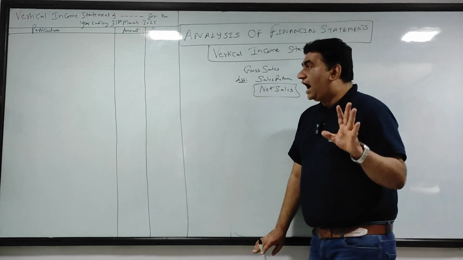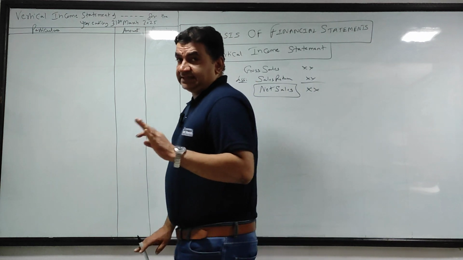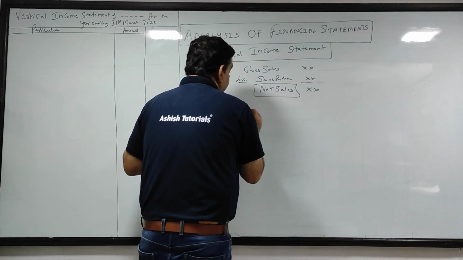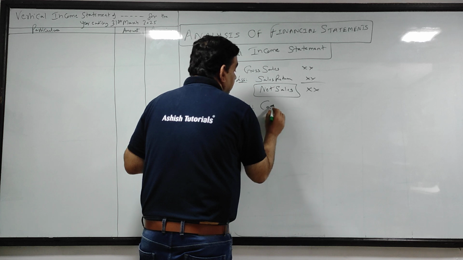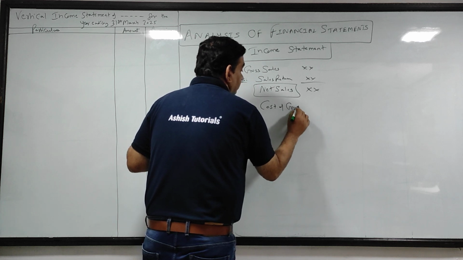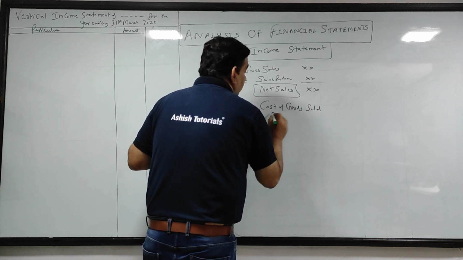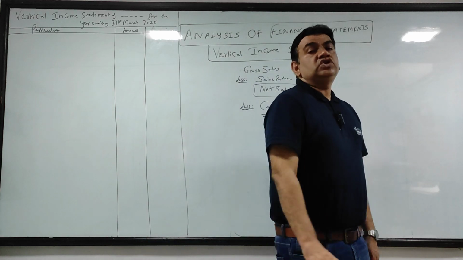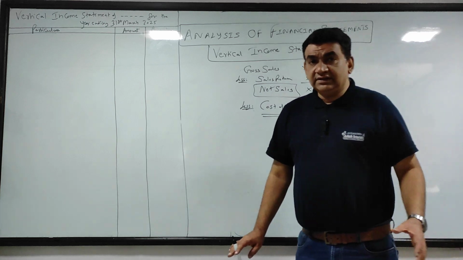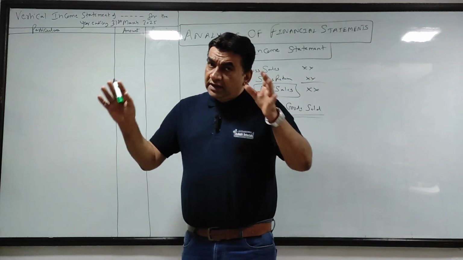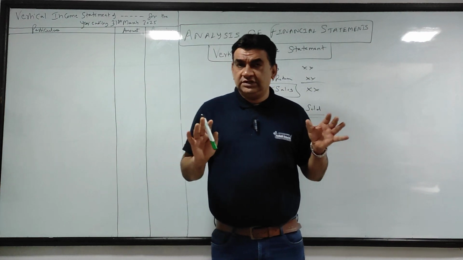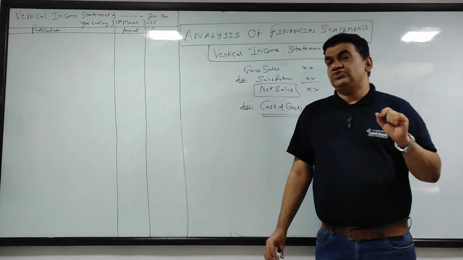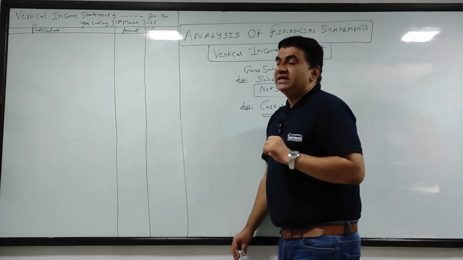Now, after you get net sales, from the net sales, we will deduct something called cost of goods sold. Cost of goods sold is nothing but adjustment of all the items which appear in trading account. Cost of goods sold is adjustment of all the items which appear in trading account.